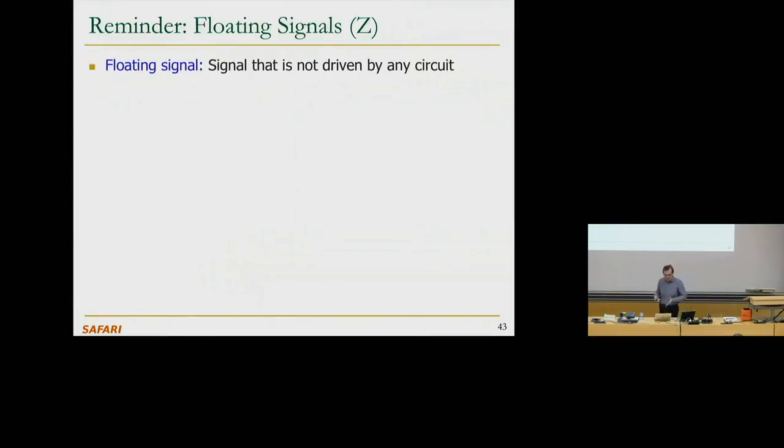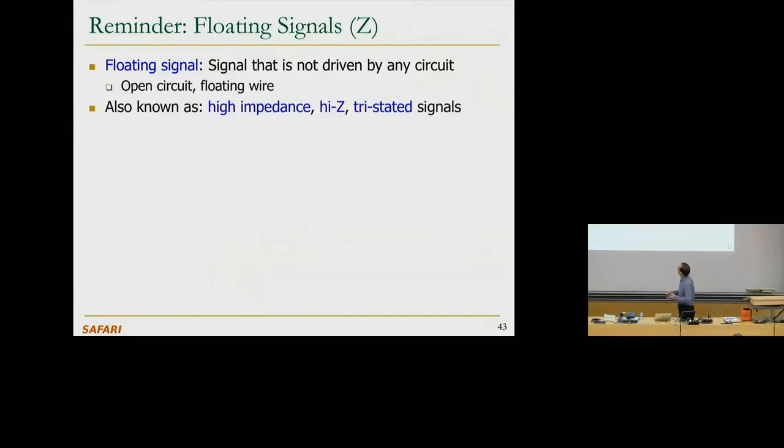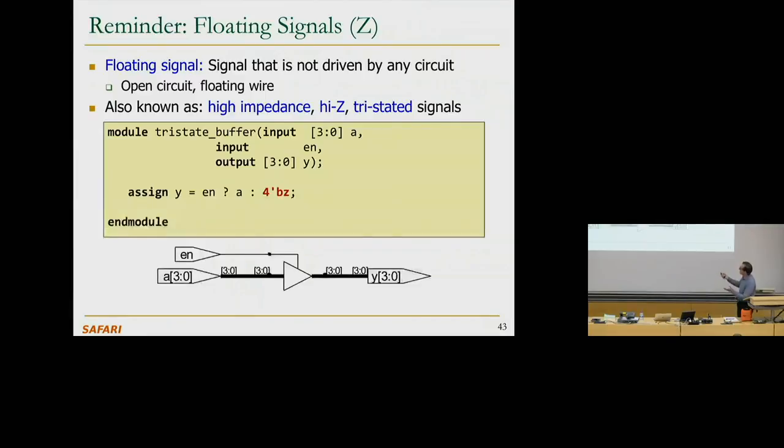So reminder, floating signals we covered. I'm going to go through it relatively quickly again. This is a signal that's not driven by any circuit, if you remember. It's also called an open circuit or floating wire. It's also known as high impedance, high Z, tri-stated signals. And this is one way of implementing that in Verilog. So this is a tri-state buffer.